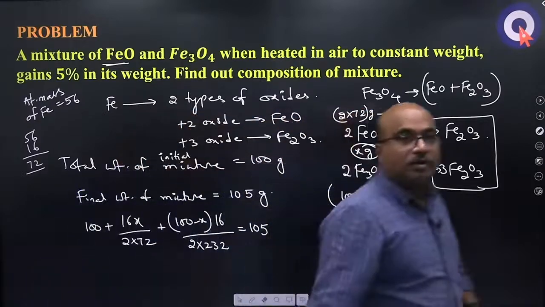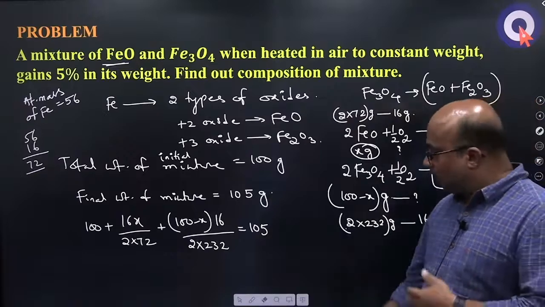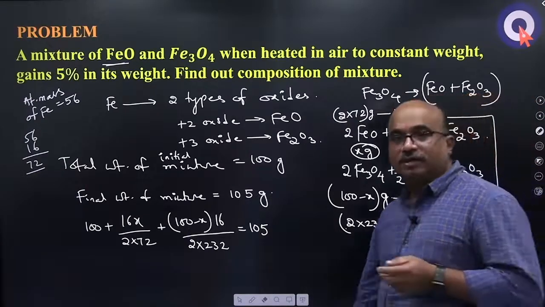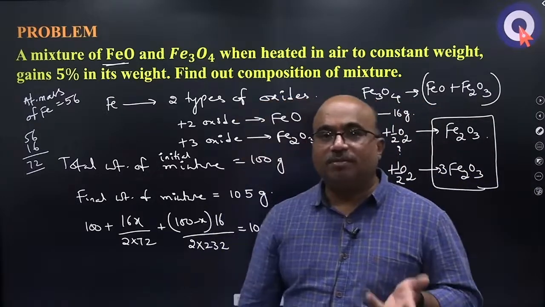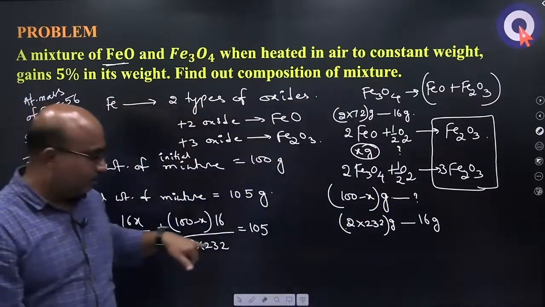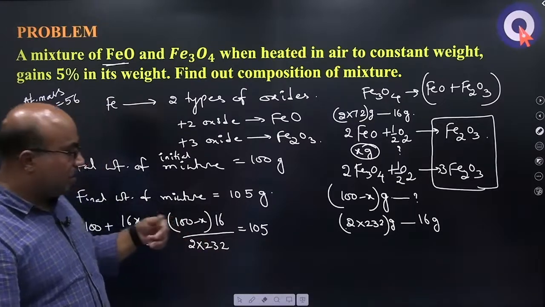Clear? So this is how we solve it. Suppose we get the value of x. Then you can say what is the percentage of FeO, and the remaining percentage will be Fe3O4. So you have to solve for x here. The calculation part, what is required, you have to do it.